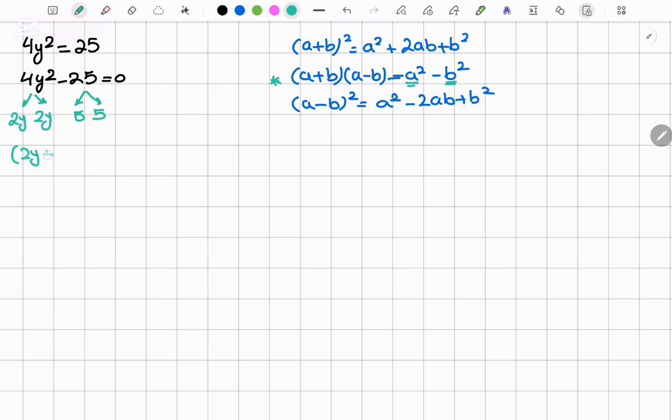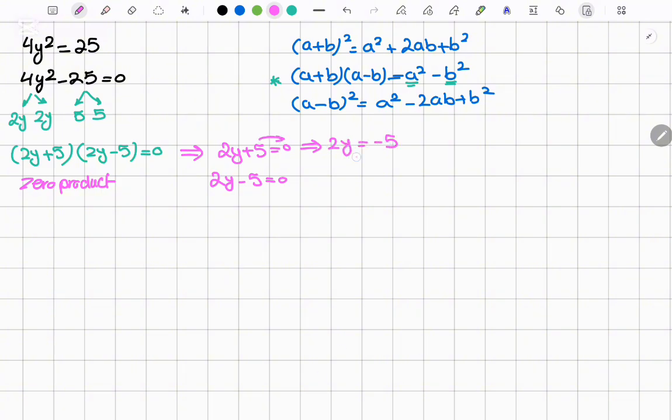So it's going to be 2y plus 5 times 2y minus 5 is equal to 0. When something times something is equal to 0, then either both are 0 or one of them is 0. We call this the zero product property. So once 2y plus 5 is going to be 0, and once 2y minus 5 is 0. Then 2y is equal to negative 5, because when you move something from one side of the equation to the other side, the sign flips, and then y is equal to negative 5 over 2. That's going to be one of my solutions.